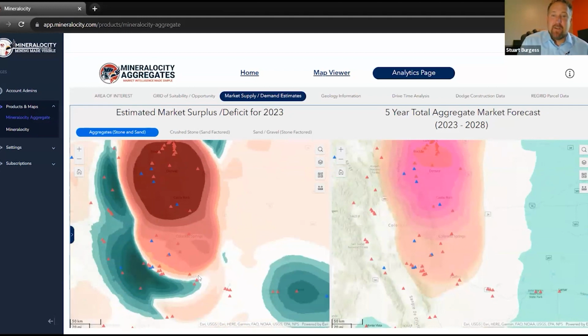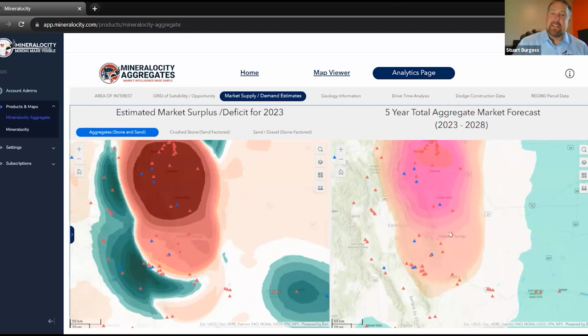So for this case study, we're going to look down between Colorado Springs and Pueblo, since both of those areas are growing, north and south are growing together, and it's an area of future demand, and it's somewhere that we can probably permit a new mine because it's far enough outside of the current area, but it's got a long future potential. You know, there's 20 plus years of potential growth and mine life in this area if we can find a good deposit. So let's use Mineralocity Aggregates to do that.